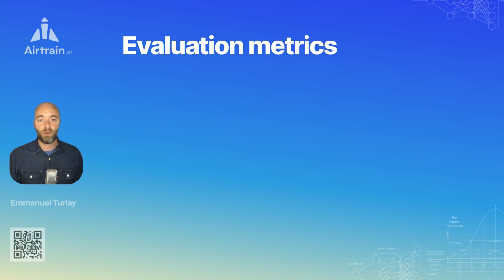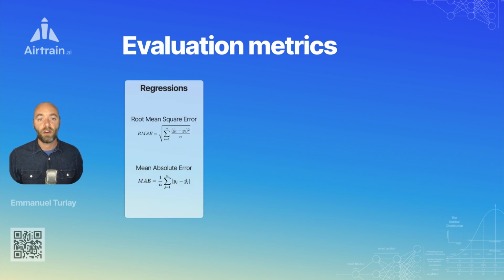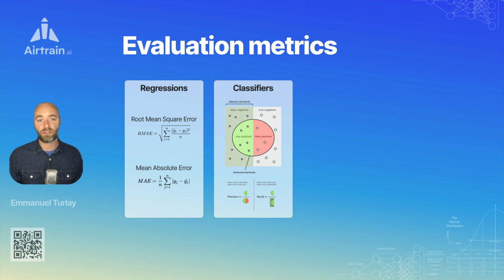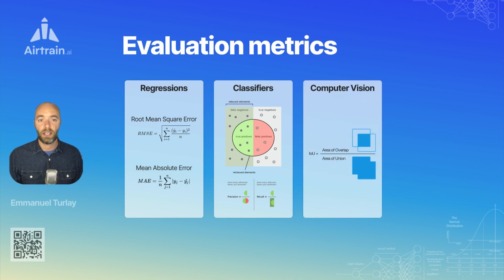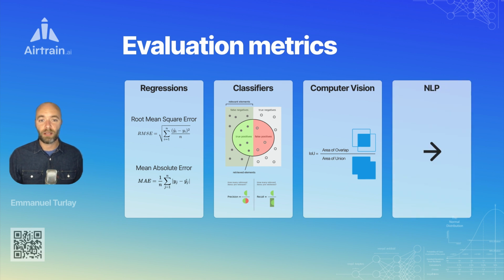In traditional supervised machine learning, there is a whole host of well-defined metrics to clearly grade a model's performance. For example, for regressions, we have the root mean squared error or the mean absolute error. For classifiers, people usually use precision, recall, or F1 score, and so on. In computer vision, a popular metric is the intersection over union. So what metrics are available to score language models?